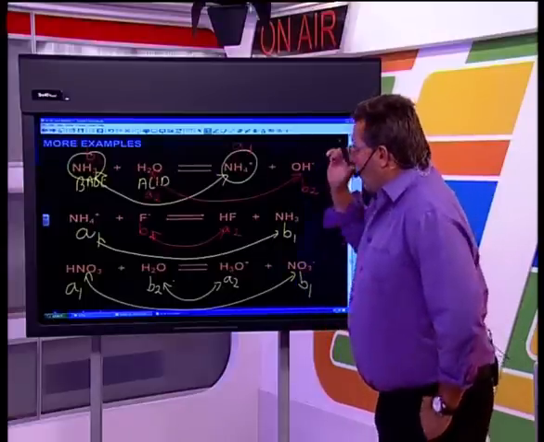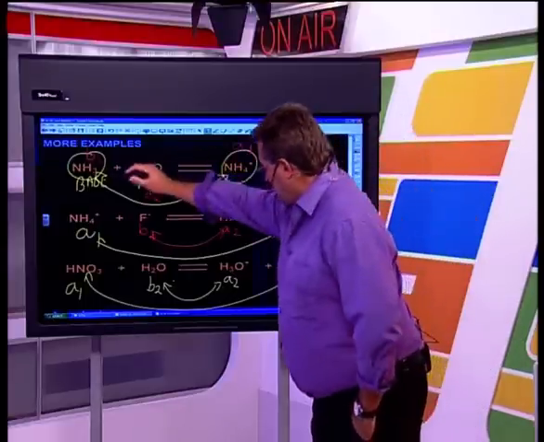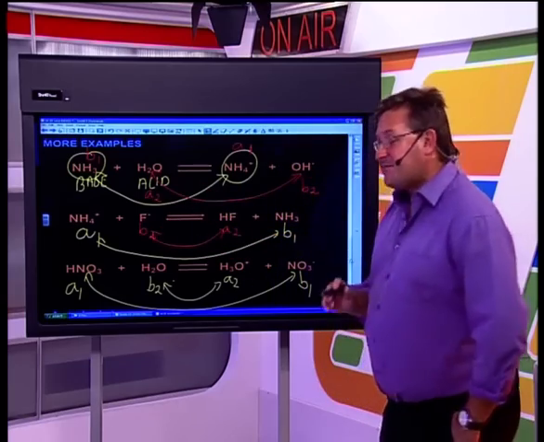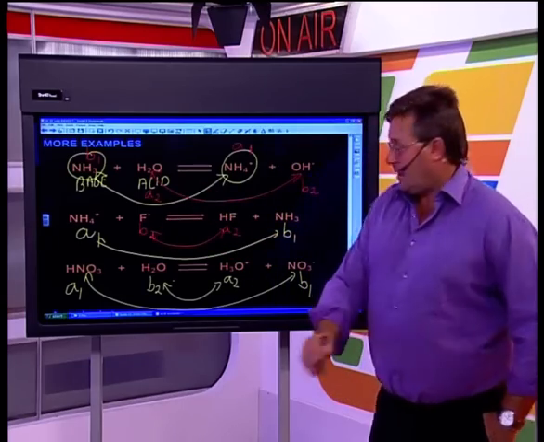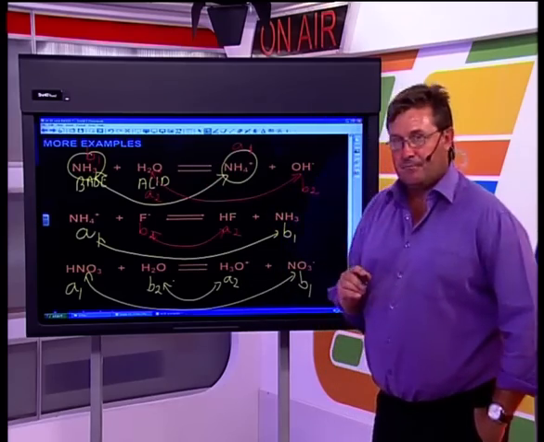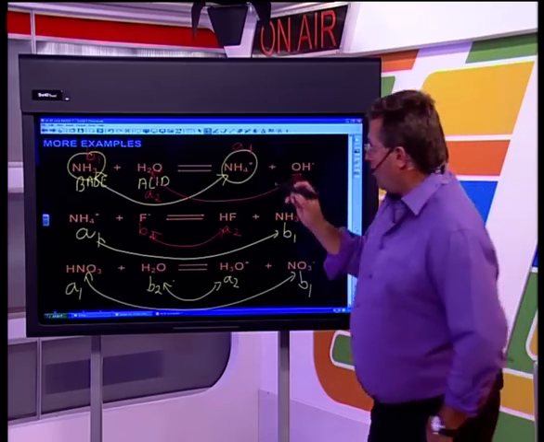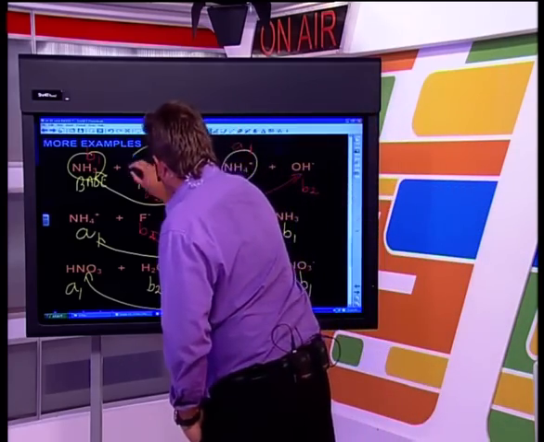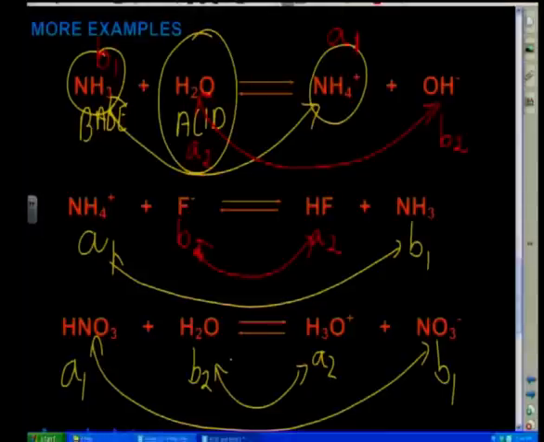Guys, what we're going to have a look at is that when I identified my acid-base pairs on the equations that I've done here, I want you to notice something about water. I want you to notice water in that reaction and water in that reaction.